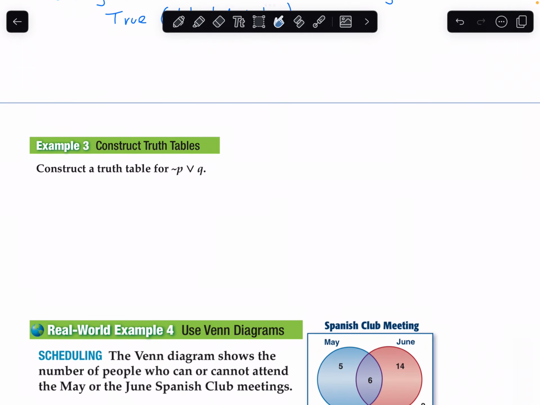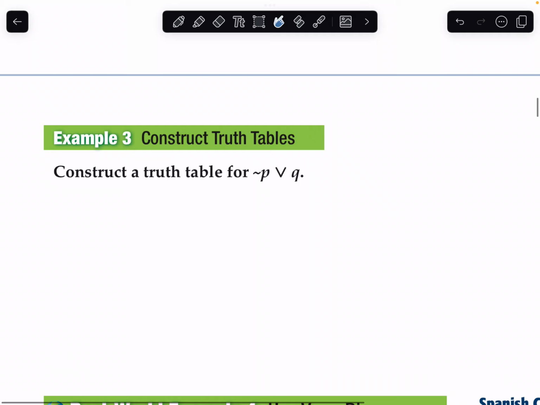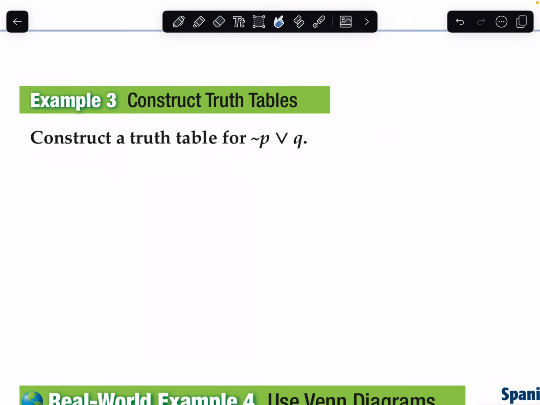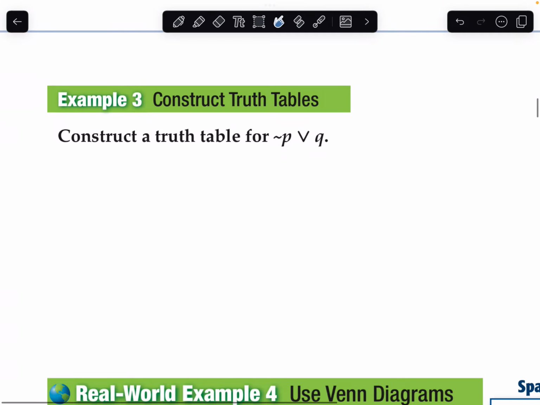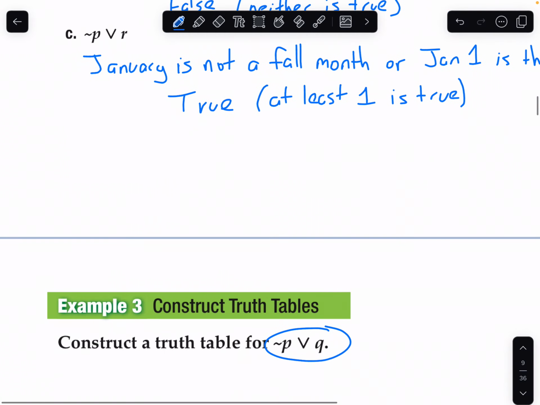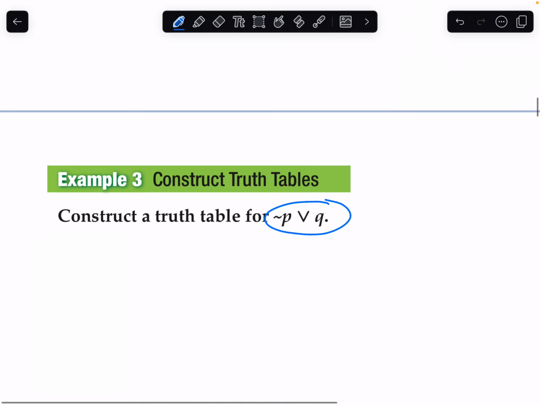Okay, example 3, constructing truth tables. Let's try to visualize and sort out this combination here, not P or Q. It's kind of like what we did up here with statement C. So if you weren't sure how that works out, why is that always true?